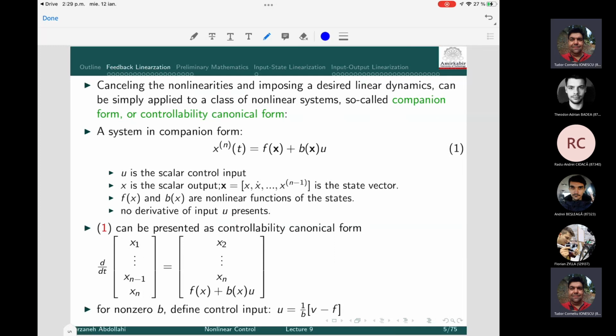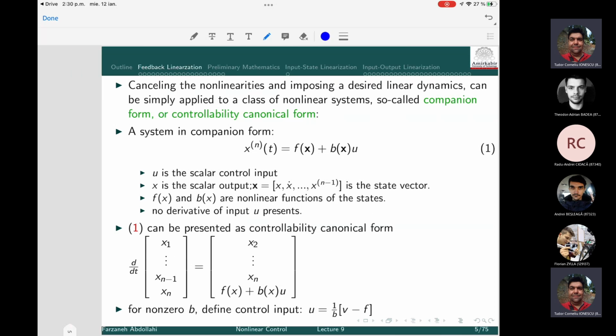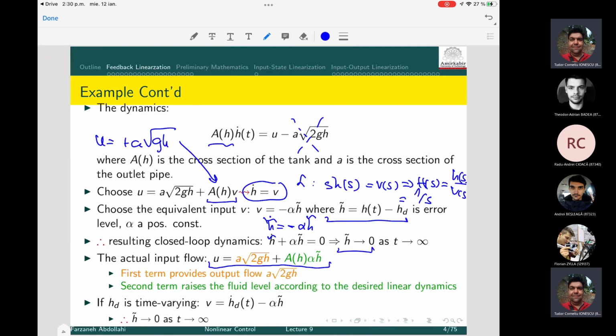It says here, canceling the nonlinearities and imposing a desired linear dynamics can be simply applied to a class of nonlinear systems, in so-called companion form or controllability canonical form. Yes, because this is totally controllable. That's why you could pick a very simple U to cancel the nonlinearity.